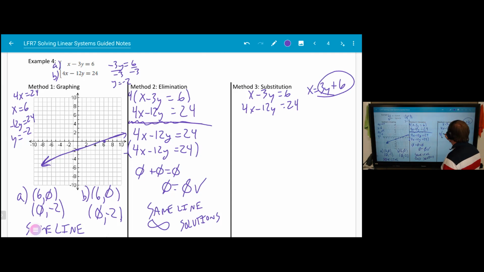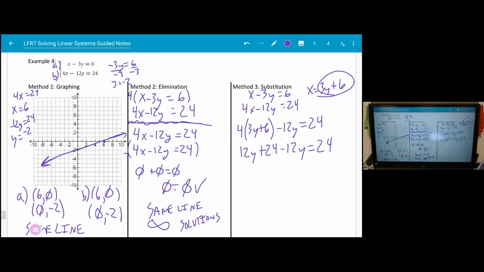So 4 times 3y plus 6 minus 12y equals 24. If I distribute through, I get 12y plus 24 minus 12y equals 24. That's where it gets fun. I collect like terms. 12y minus 12y is 0. And I get 24 equals 24. That's just another true statement. 24 does equal 24. So this is true, and these are the same line with infinite solutions.